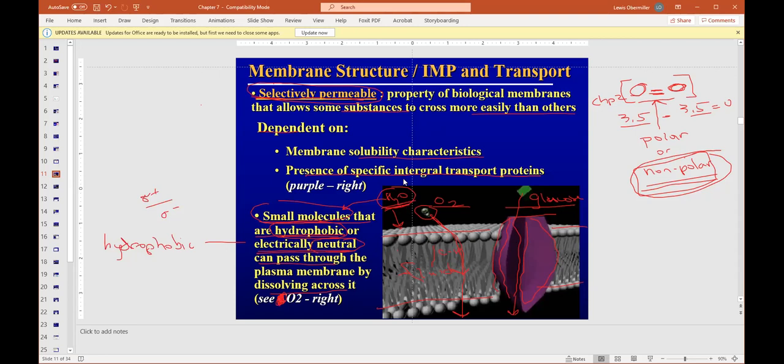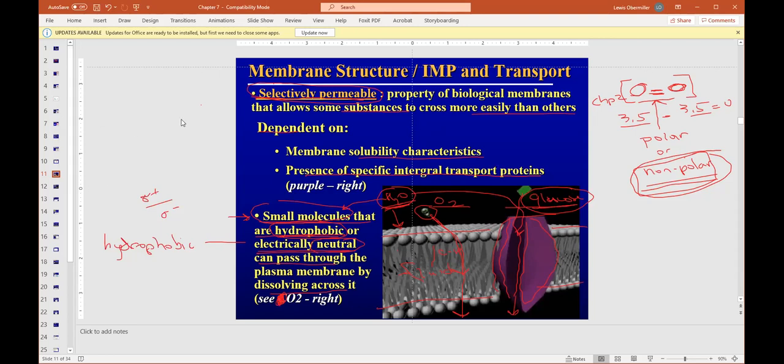Glucose, we can look at glucose. I would say it's not a very small molecule. Does sugar dissolve in water? Yeah, so then it's hydrophilic. It's not hydrophobic. So glucose would have to go through a channel. Water would have to go through a channel. It doesn't fit those rules.